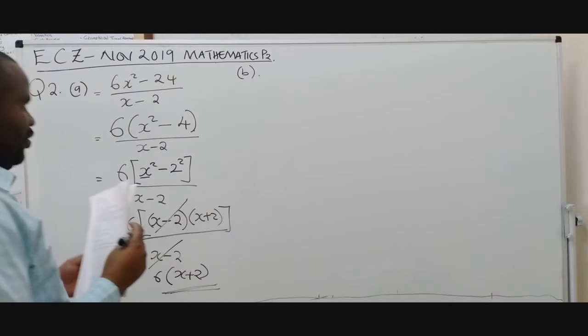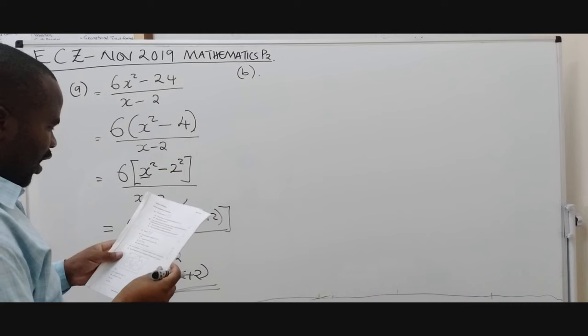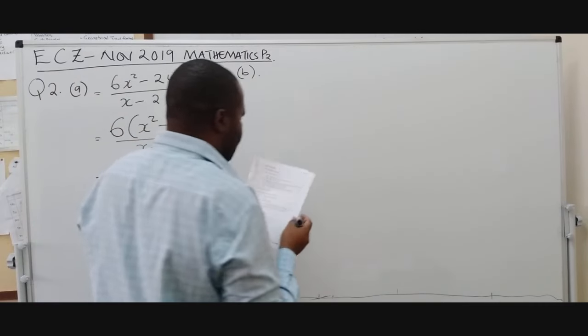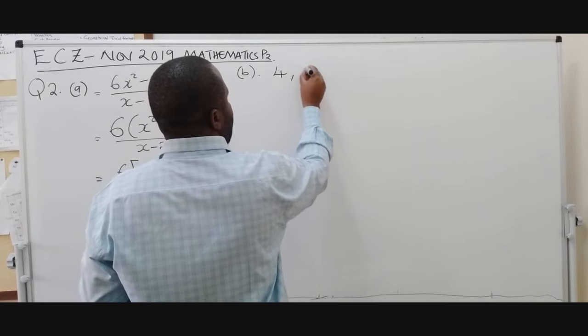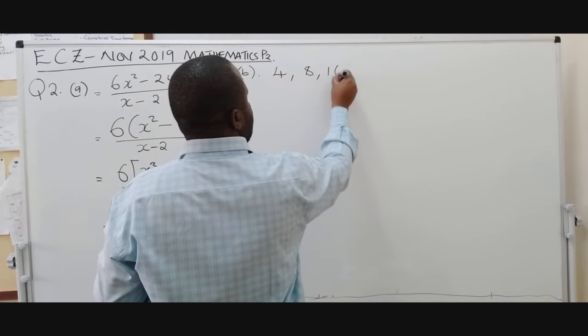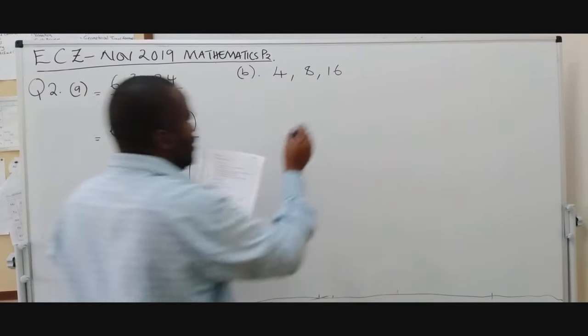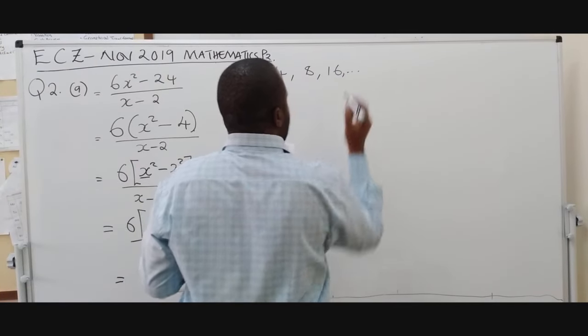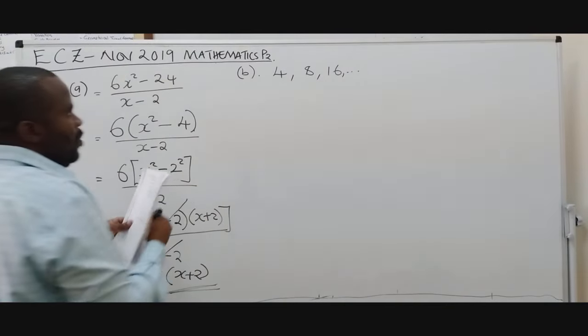Right, so you can pause the video, attempt, and see what you are going to get. Given the geometric progression, you have got 4, 8, 16. That is the GP that we have. Okay. Roman numeral 1 under this one.